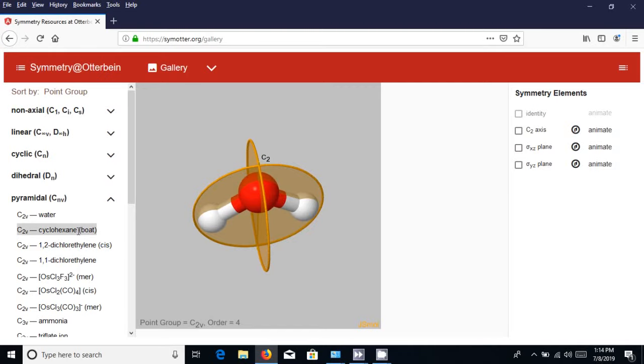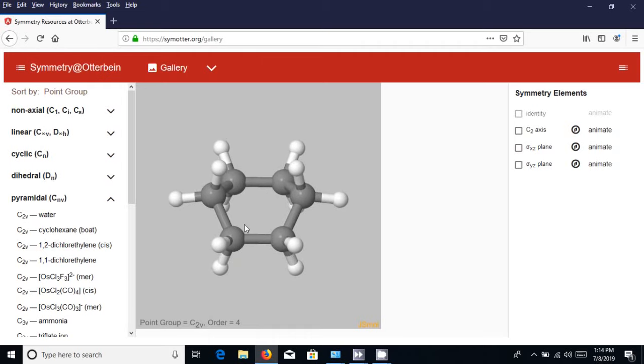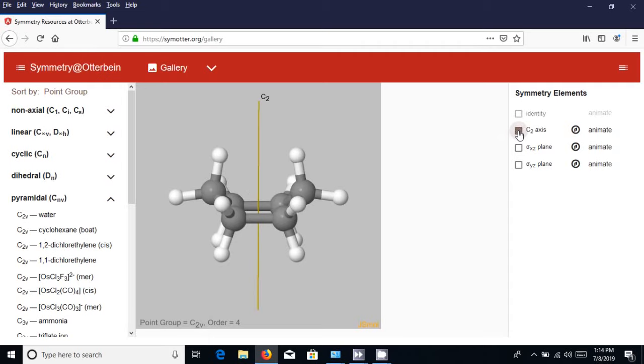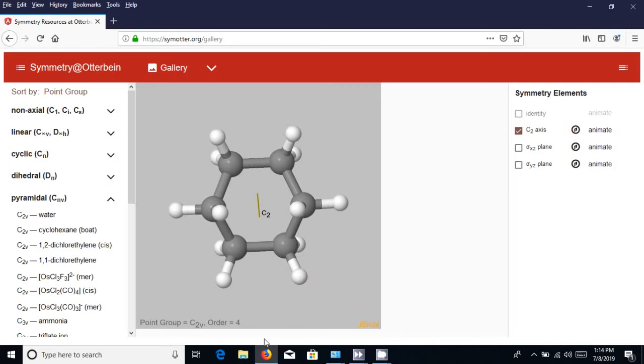So I have selected my second molecule, and my second molecule is cyclohexane boat. So this is your cyclohexane boat. You know cyclohexane exists in the chair form as well as in the boat form. So this is your boat form, right? And you can see this is my C2 axis which is going through the center of the boat, if I can show you in that manner. So this is going through the center actually.